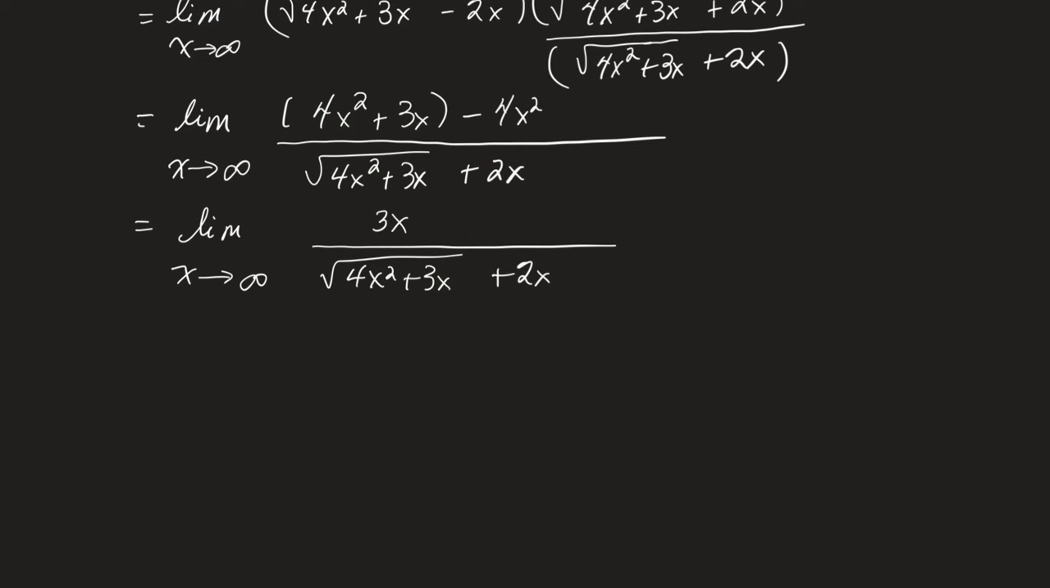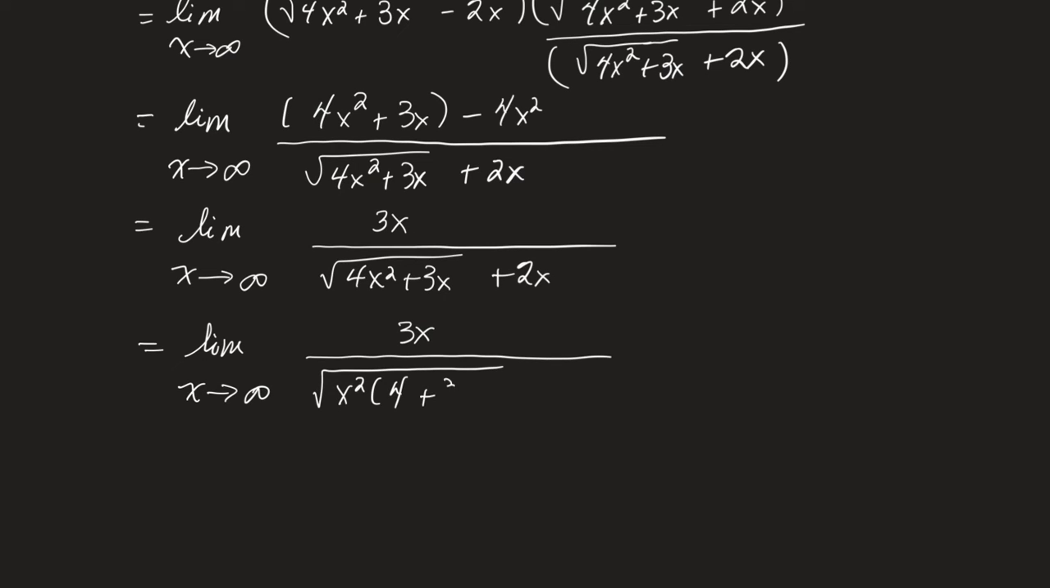Now, at this point, if I check my type, I have type infinity over infinity, which is still an indeterminate form. So what I'm going to do, I'm going to factor the highest power out of that root, and that is x squared. So let's rewrite this as the square root of x squared times 4 plus 3 over x, plus 2x.